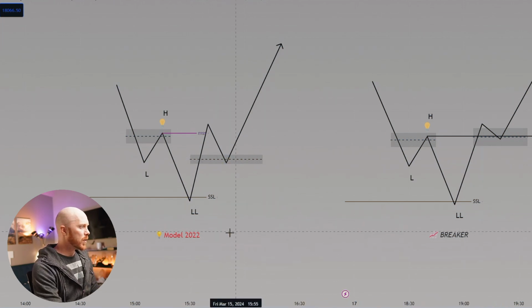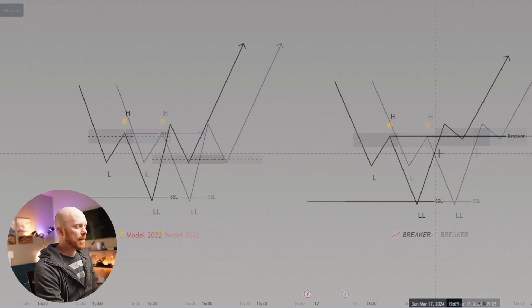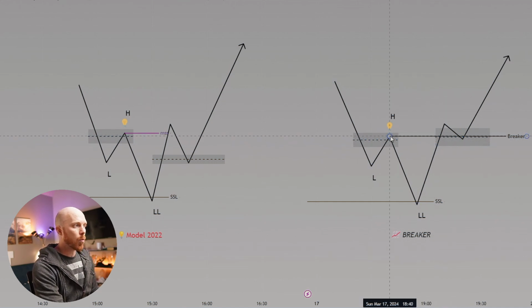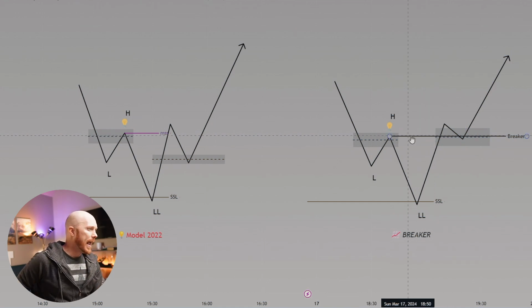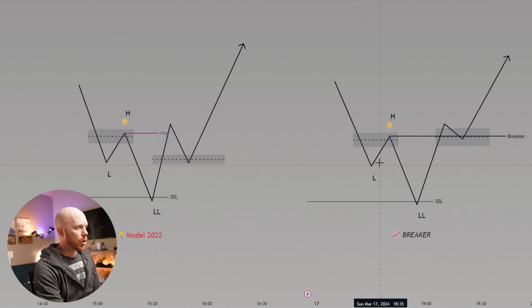Now the difference between the model 22 and the breaker is just slightly different. That fair value gap may or may not be there. Many times it is, but if it is, it's overlapping with that market structure shift that we just talked about right here. And it also prevents it from going lower because you have the fair value gap here and the breaker overlapping. So I see the low, the high ideas being formed.